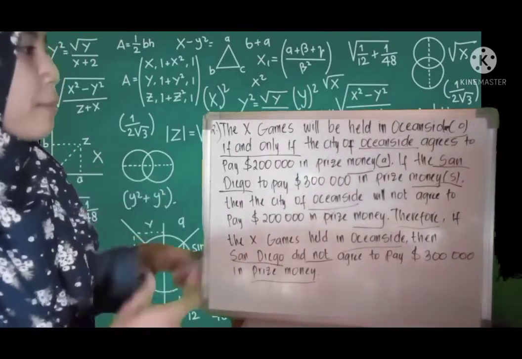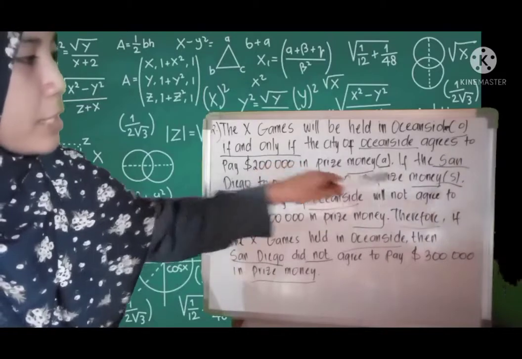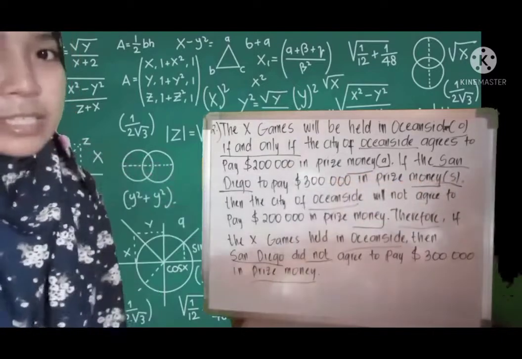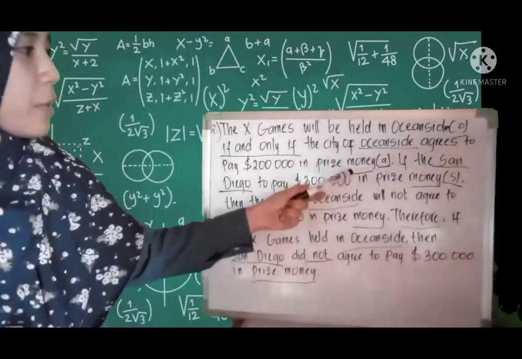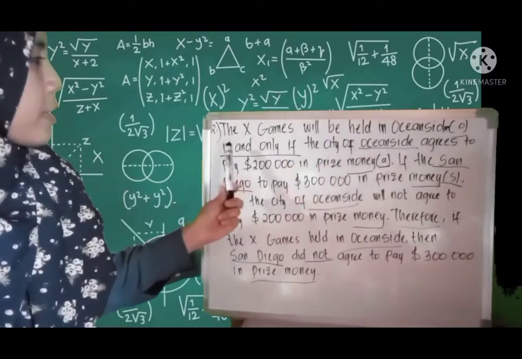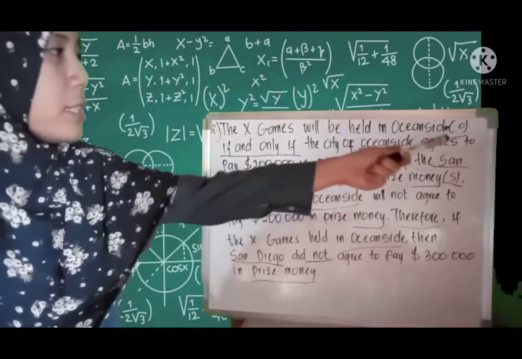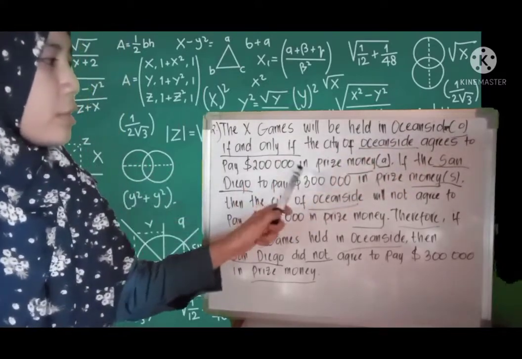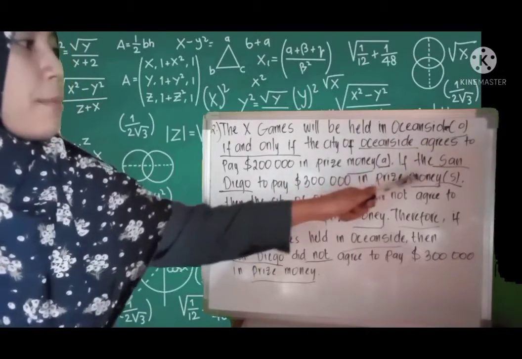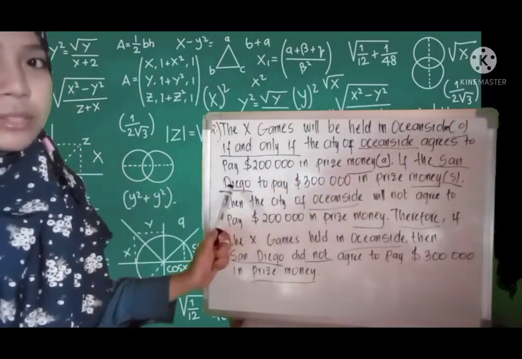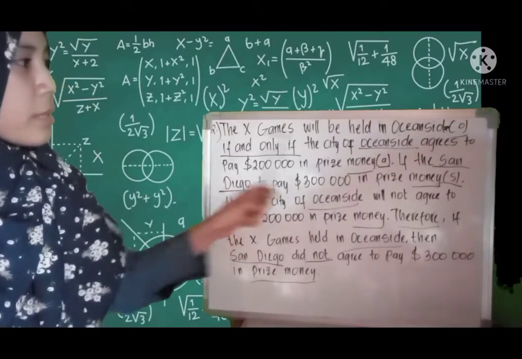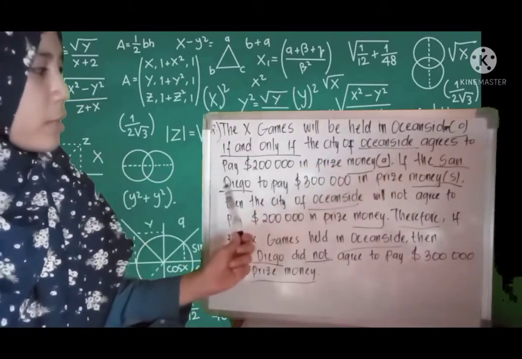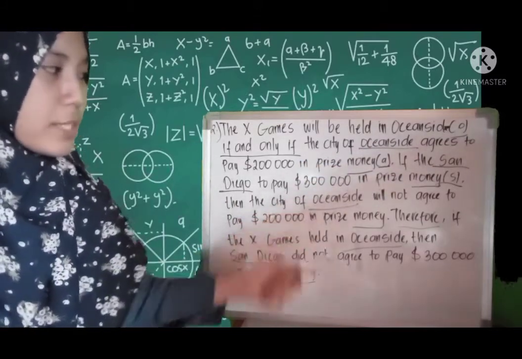So, meron siyang pagkakahawig, money, pero A ang represent ng money dito at money naman represent niya is letter S. So, because of the Oceanside, if and only if the city of Oceanside agrees to pay 200,000 in a prize money. So, dito naman sa money S, if the San Diego. So, San Diego ang minimin niya dito. Dito, sa first is Oceanside, sa next naman is San Diego. To pay 300,000 in a prize money.